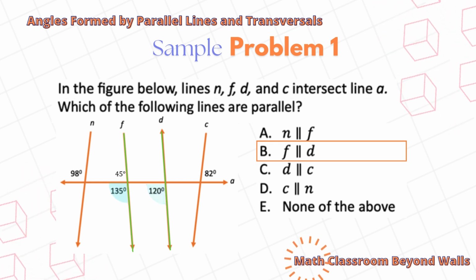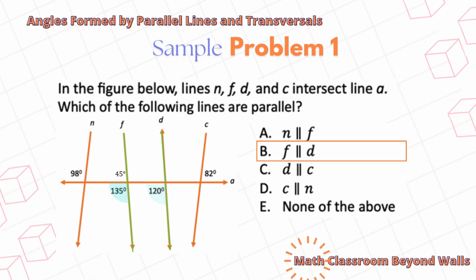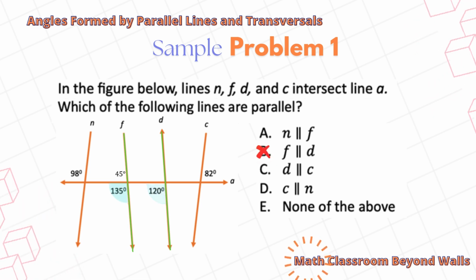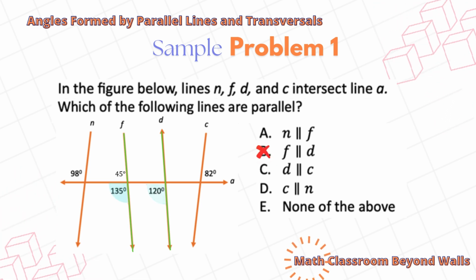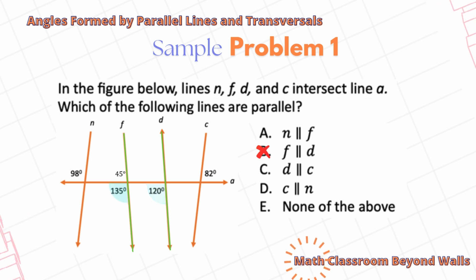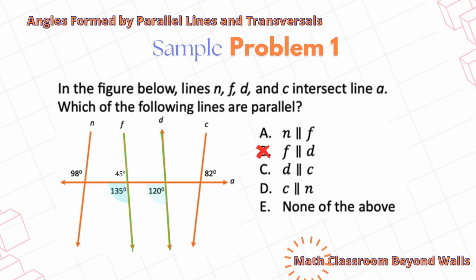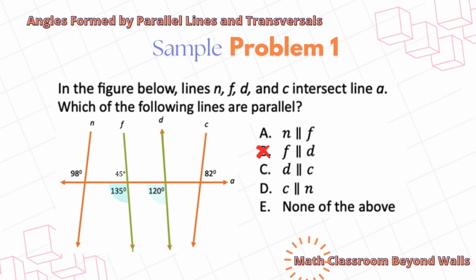So, what can you say about option B this time? There you are, option B is not correct. Line F is not parallel to line D, for the corresponding angles are not equal in measures. One is 135 degrees and the other one is 120 degrees.